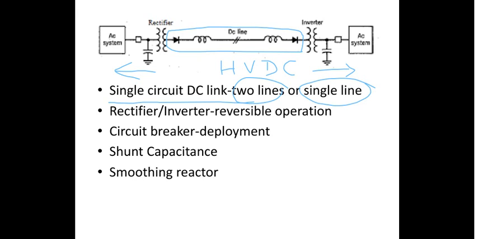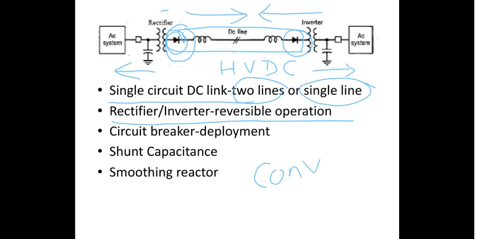The second thing is that the rectifier or inverter are always meant for reversible operation. That means this rectifier can act as either a rectifier or inverter, and this also can act as either a rectifier or inverter, depending upon whether you want the power flow in this direction or in this particular direction. Those directions will decide the mode of operation of these devices, which we typically refer to as the converters. The converter could be a rectifier or an inverter.